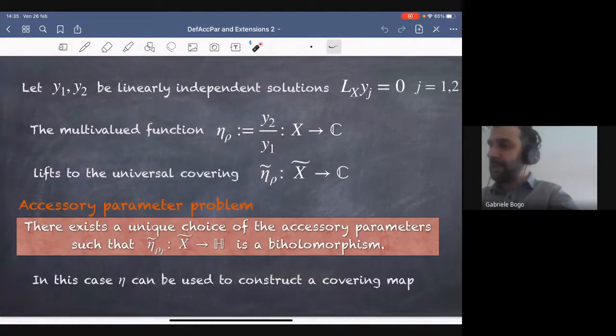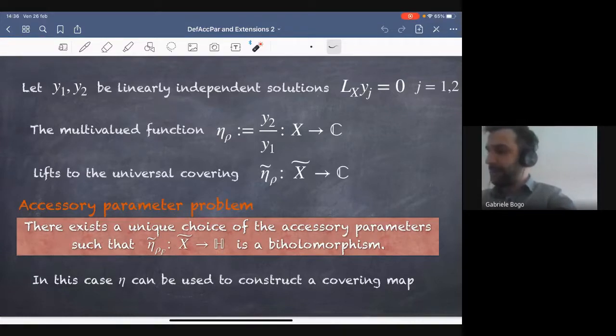So more precisely, you pick two independent solutions of your differential equation, and you construct the ratio, which will be in general a multi-valued function on the surface, but then you can lift it to the universal covering to have a proper complex-valued function. This function eta tilde depends on the choice of the parameter, and this is why I put the subscript here. And this function in general will not be univalent, injective; it will have some bad behavior from the mapping point of view.